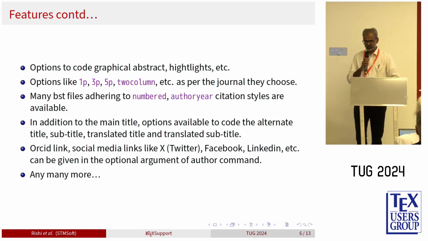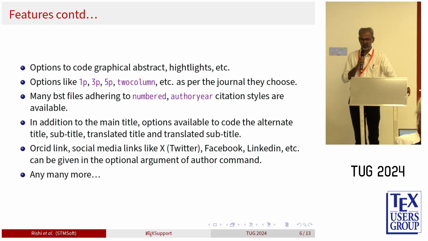Then for coding the title, note that in addition to the default title, if there is any subtitle or a translated title, translated subtitle, anything, for coding all these things there are separate commands and elements. ORCID is mandatory nowadays, so ORCID, social media links like Twitter, Facebook, LinkedIn, whatever it is, there is no need of giving all these details like footnotes. They can simply tag this along with the author name. So it is very easy for mapping these things in the PDF and in XML.